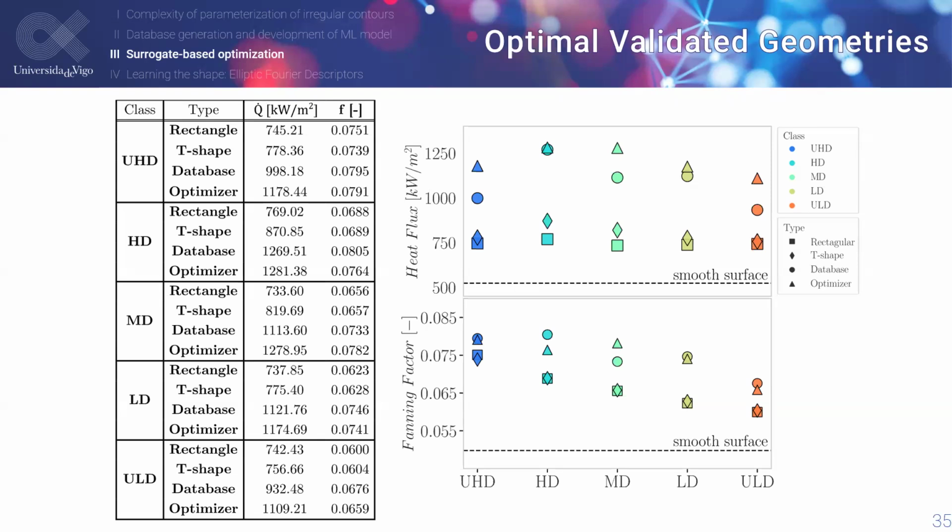Here you can see the result for the heat flux. The square is the rectangular fin, and the T shape is the diamond. We outperform both with our database, but more interestingly, with our genetic algorithm, the performance of these fins.